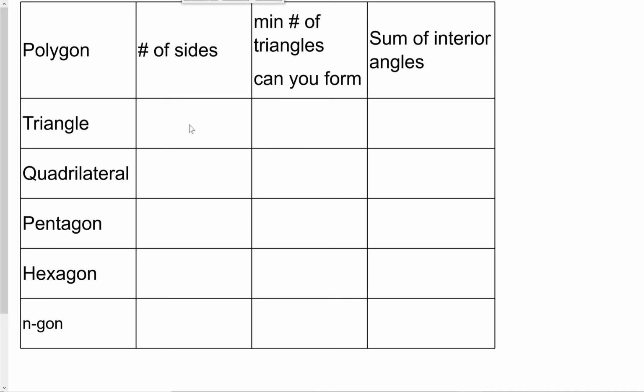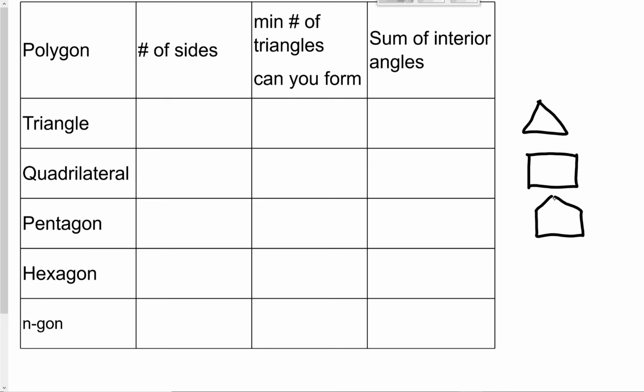So for the next section in chapter 7, we're going to look at some different shapes, like a triangle and a quadrilateral, which is a rectangle or square, 4 sides. So we have triangle, quadrilateral, pentagon, hexagon, okay, and then a nonagon.